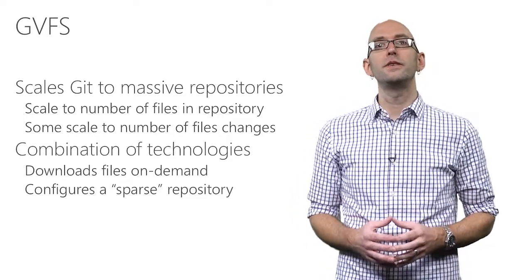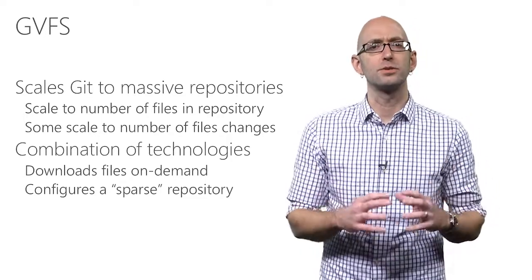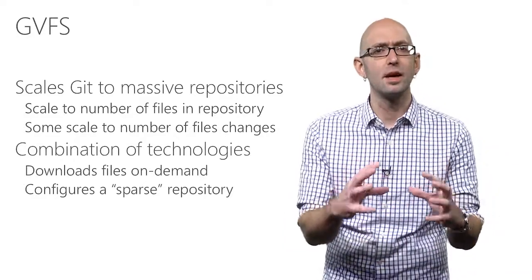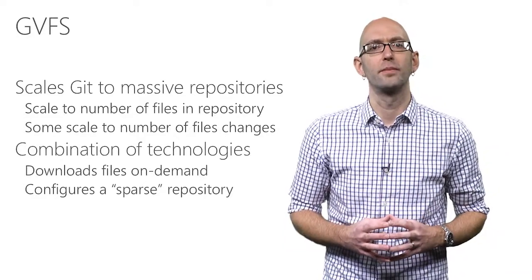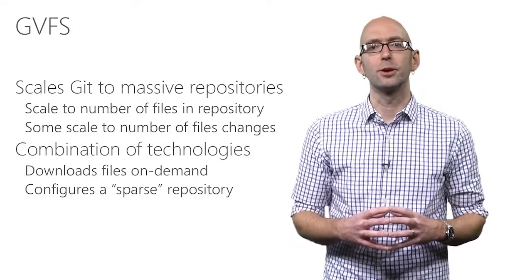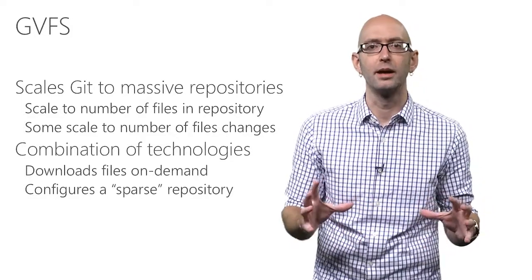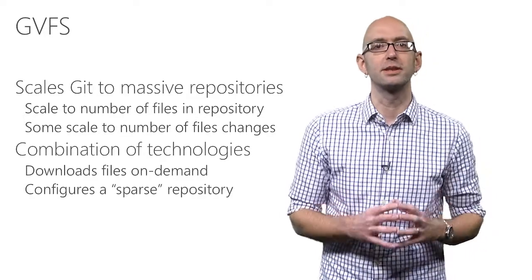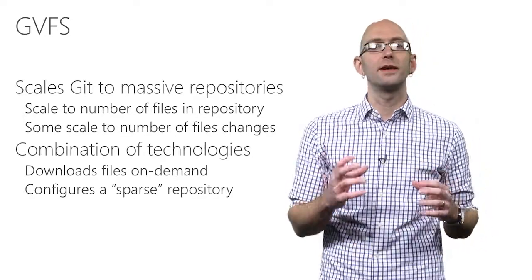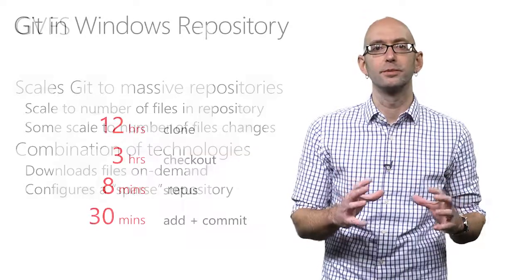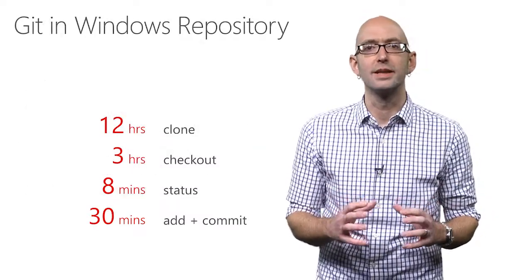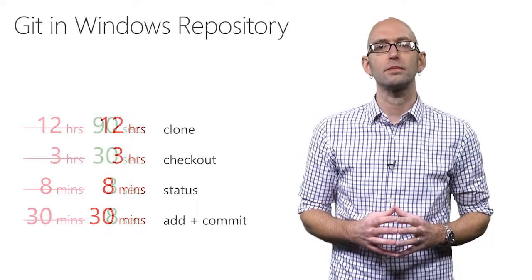Second, GVFS sets up what's called a sparse repository. This is a setting to Git that allows it to operate on only a subset of the files within a repository. It speeds up the operation of large repositories significantly, but normally, it's a very challenging manual process to manage this configuration. But GVFS takes care of all the management for you. And GVFS is what makes working in the Windows repository incredibly efficient.